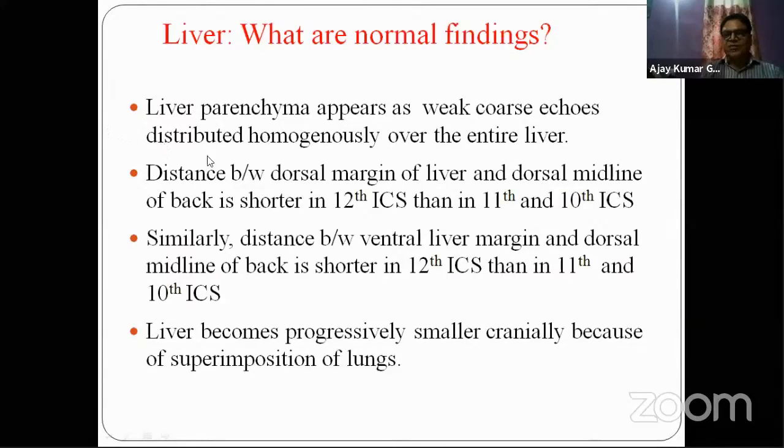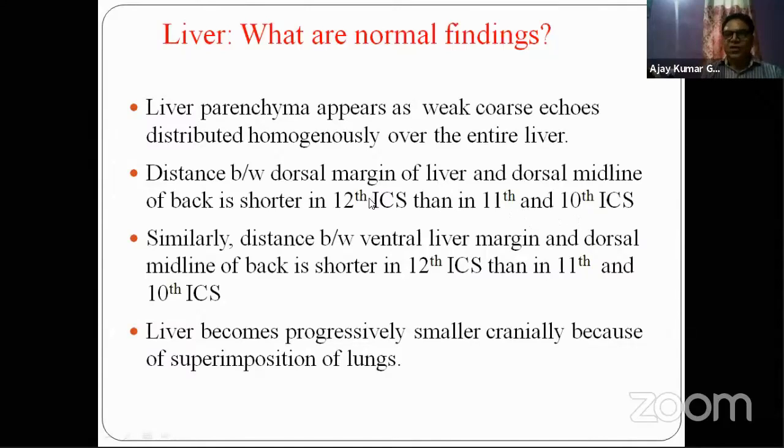The distance between the dorsal margin of the liver and the dorsal midline is shorter in the 12th intercostal space than in the 11th and 10th intercostal space. The same is true with the ventral margin of the liver and the dorsal midline. It is shorter in the 12th intercostal space than in the 11th or 10th. That means the liver also occupies a somewhat oblique position. It is closest to the dorsal midline in the 12th intercostal space.